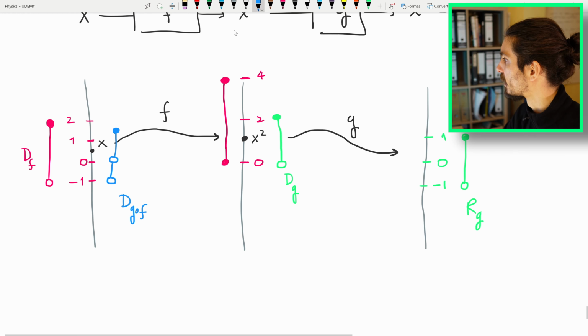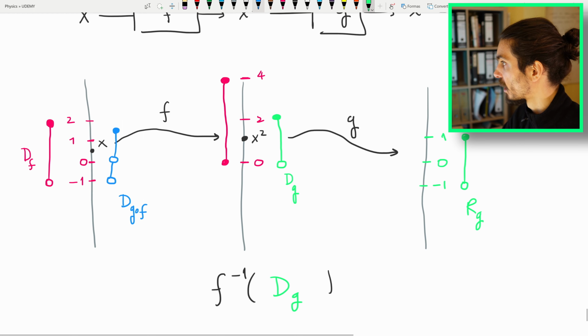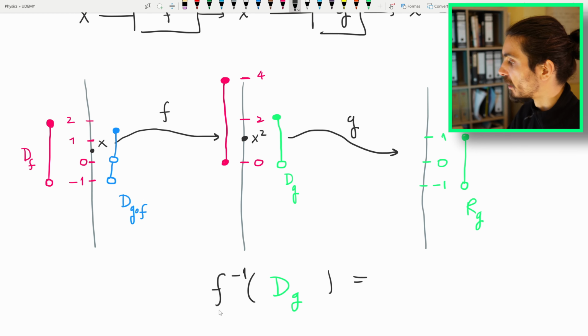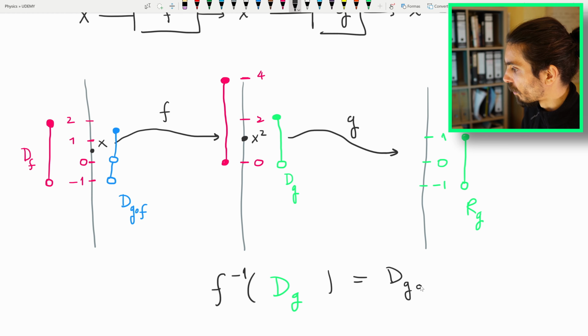Let me write it explicitly. f minus 1 of what? Of the domain of g. Can you see? So the preimage, so the x's that are mapped into the domain of g, are exactly the domain of g of f.